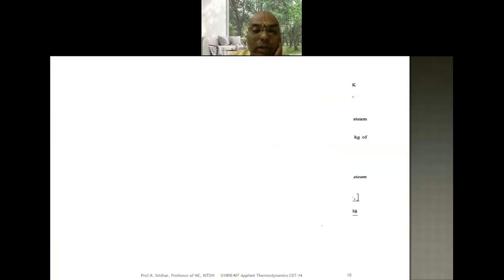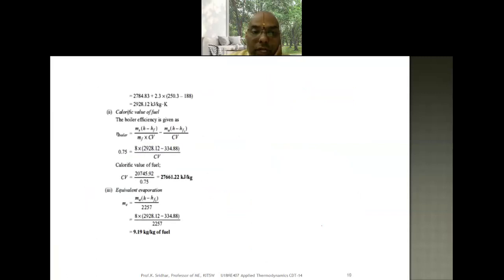Next, coming to the second bit, the calorific value of the fuel. We know that the boiler efficiency is already given in the problem. The boiler efficiency formula is m_a into (H minus h_f1) by CV. The m_a value is also already given. The H value we calculated from the superheated steam. h_f1 is the feed water enthalpy. So now the only unknown is CV, and the CV value can be obtained like this.